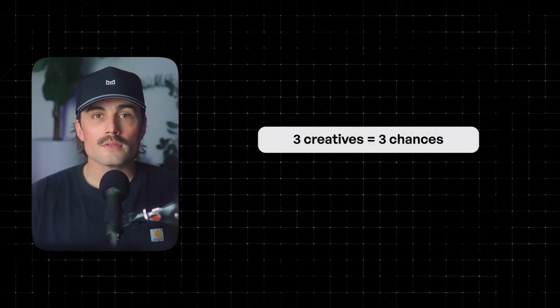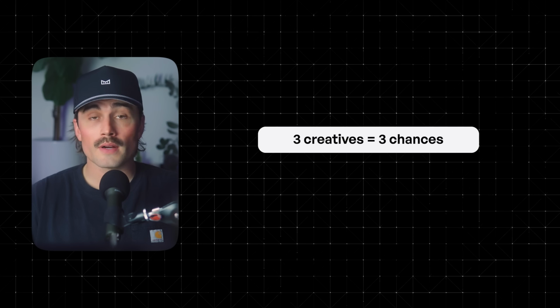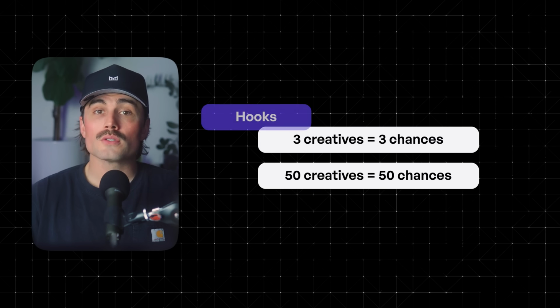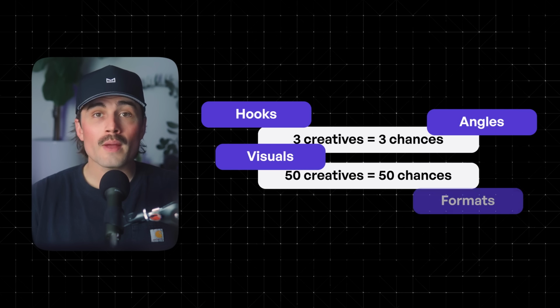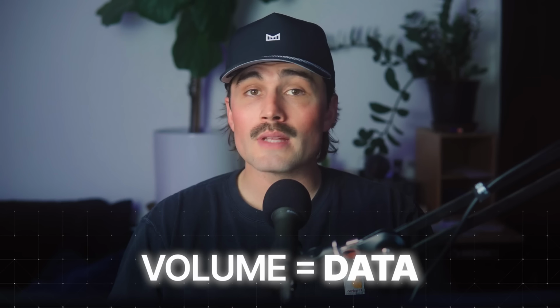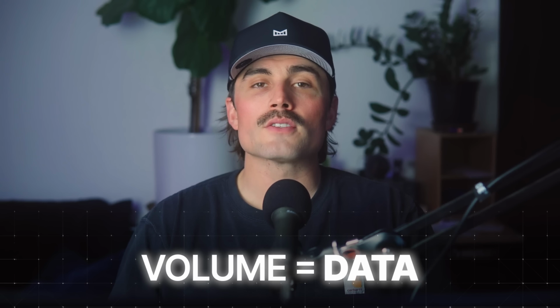Meta's system optimizes toward engagement and conversions, but it can't optimize what doesn't exist. If you give it 3 creatives, it has 3 chances to find a winner. If you give it 50 creatives, it has 50 chances. More hooks, more angles, more visuals, more formats, and more signals. Volume equals performance because volume equals data. The faster you test, the faster you find winners.